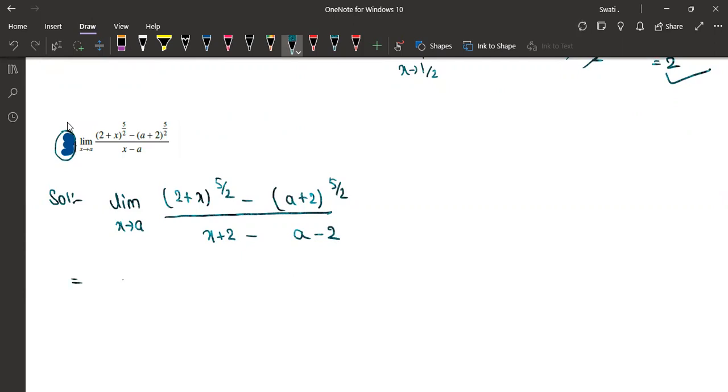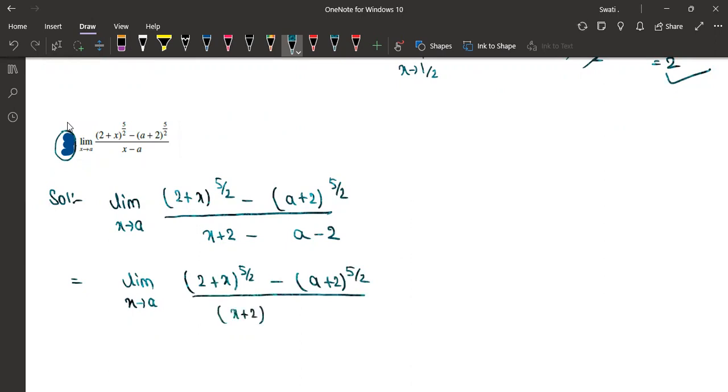Now in the next step, I'm just going to put one bracket. So the numerator will be as it is, 2 plus x raised to 5 by 2 minus a plus 2 raised to 5 by 2. In the denominator, we have x plus 2 that we will write down in the bracket. And then this a minus 2. Before this a minus 2, we have a minus sign. So I'll write down that minus sign. And now this a minus 2, if I put in bracket, so this will become a plus 2, right?